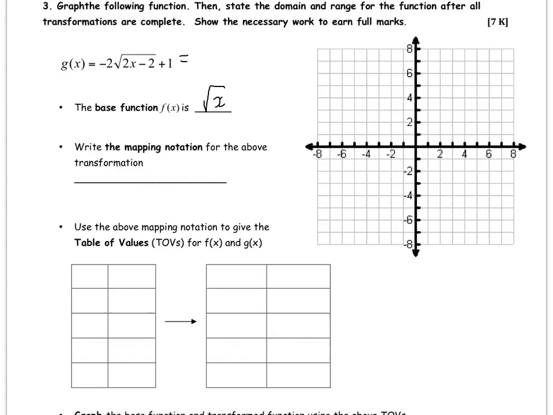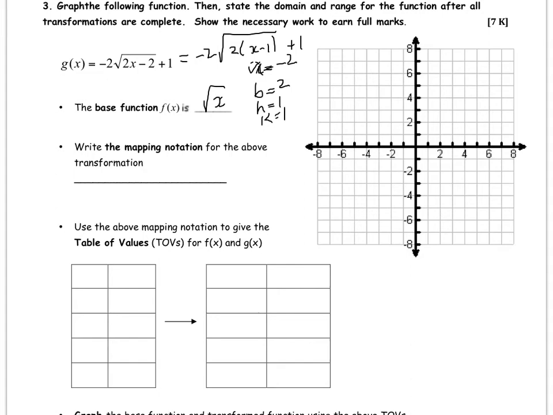So I can write g of x as negative 2 square root of, since in the general formula the coefficient of x is 1, I'm going to factor out 2, so I get x minus 1, plus 1. Now looking at this equation, I can easily see that my a value is equal to negative 2, my b value is 2, my h value is 1, and my k value is also 1.